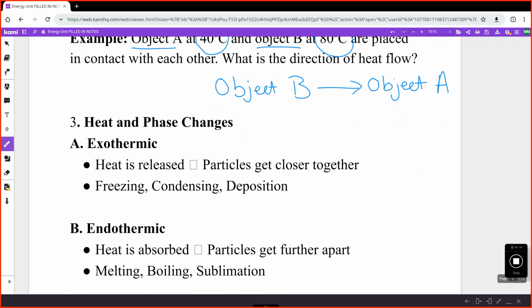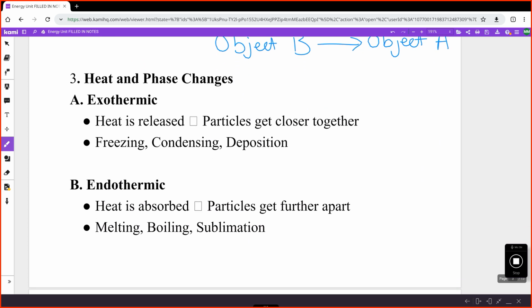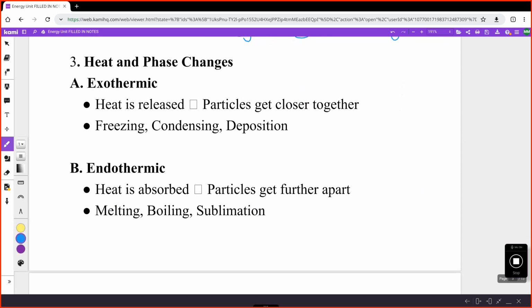At any time, pause the video, replay it, process it. But 2 new words that we're going to discuss are exothermic and endothermic. These words describe heat flow. Okay, they are describing the flow of heat because heat is either going in or heat is coming out. Every heat transfer has some exothermic part of it and some endothermic part of it.